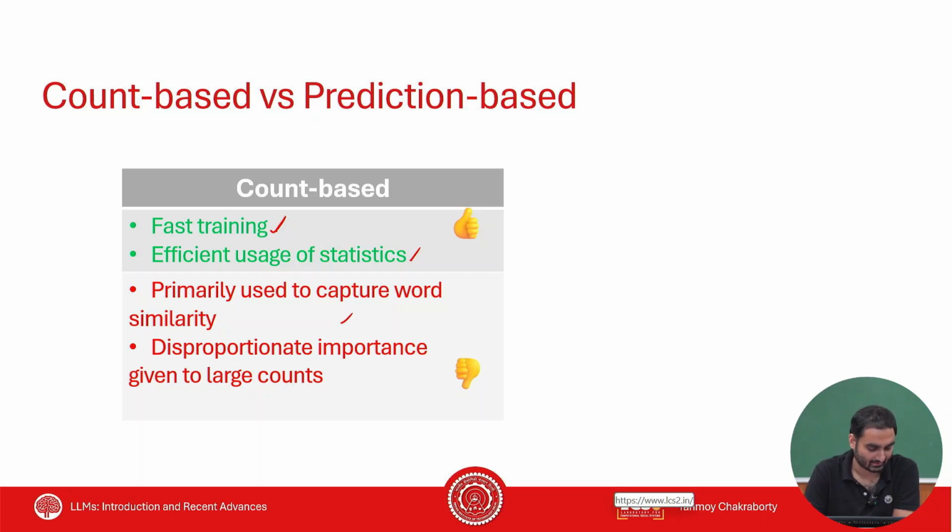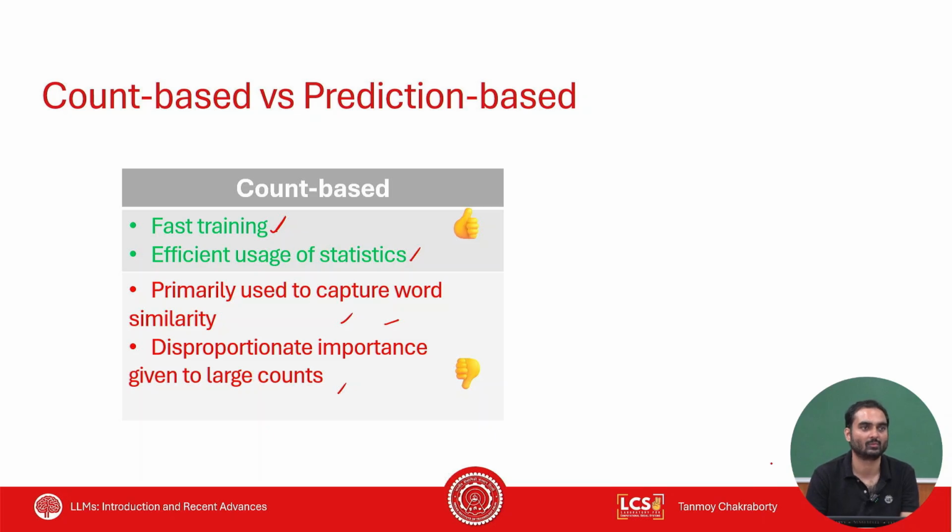The first problem is that it is primarily used to capture word similarity. If you see that two words co-appear with multiple other words again and again, that means that those two words are similar. But it is not a good measure, or it's not a good algorithm, to obtain the embedding of a word. As I mentioned last day, embedding is generally a dense, small size vector.